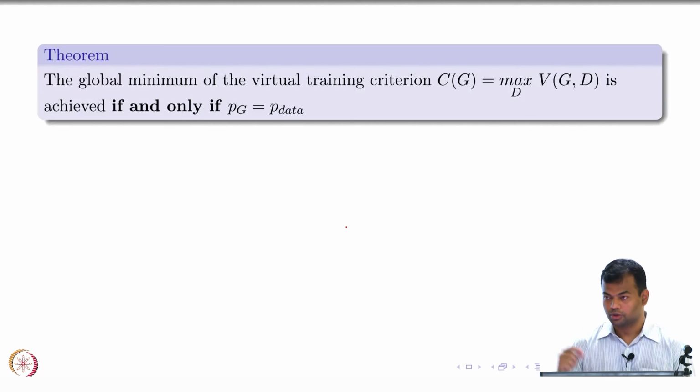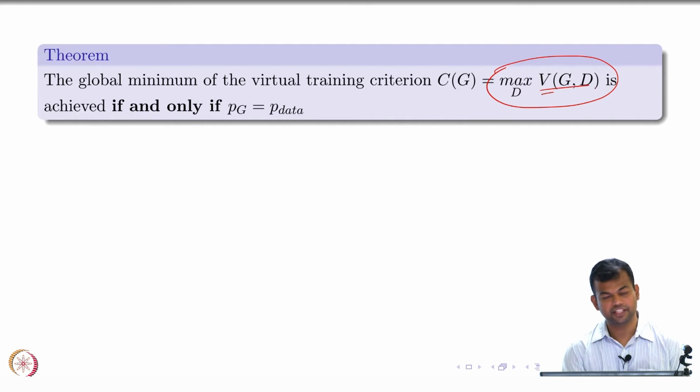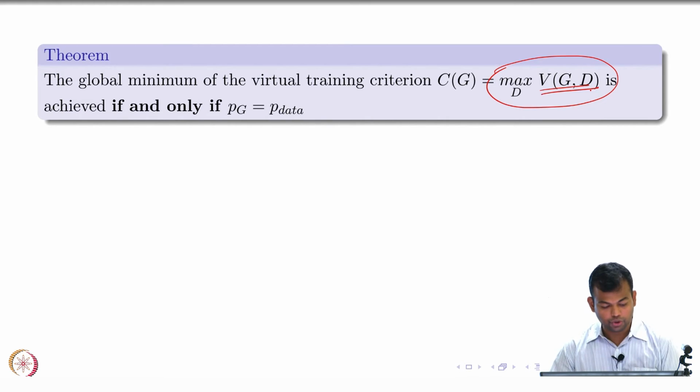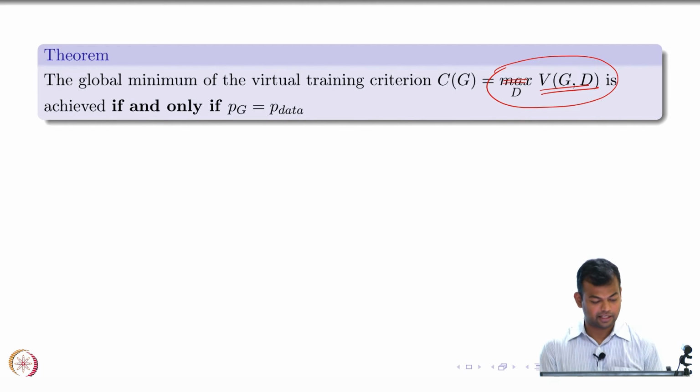Okay, so here's this theorem statement, right? This is from the paper, that the global minimum of this training objective, right? And this max V(G, D) is nothing but that two-part objective function which I had written, right? So this V(G, D) is just that two-part objective function, where you have an expectation over the true samples and an expectation over the generated samples, right? And I'm trying to maximize this with respect to the discriminator. So here's the theorem, and I'll just explain what it means.